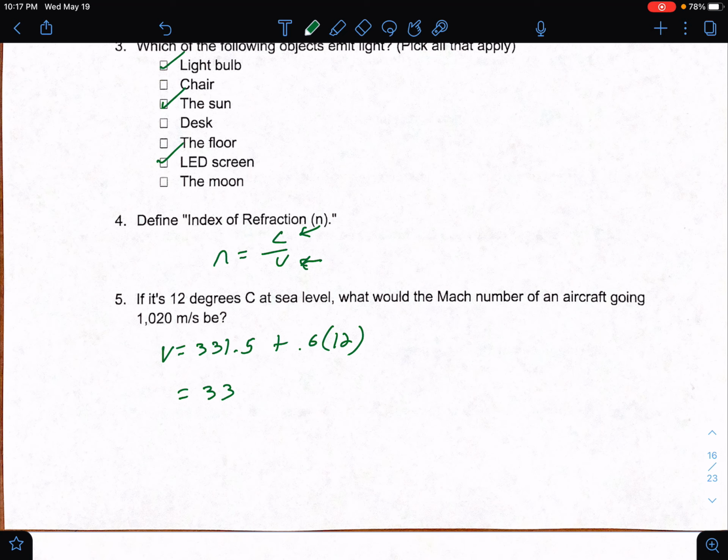Okay, so that means it's going to come out to be 335.7 meters per second. Or I'm sorry, 338.7 meters per second. Okay, so that is Mach 1. That is the speed of sound. So if I want to find out how many Machs this plane is doing, you're going to take that 1020, divide it by Mach 1, which is 338.7. That means this plane is pulling just over 3.01 Mach.